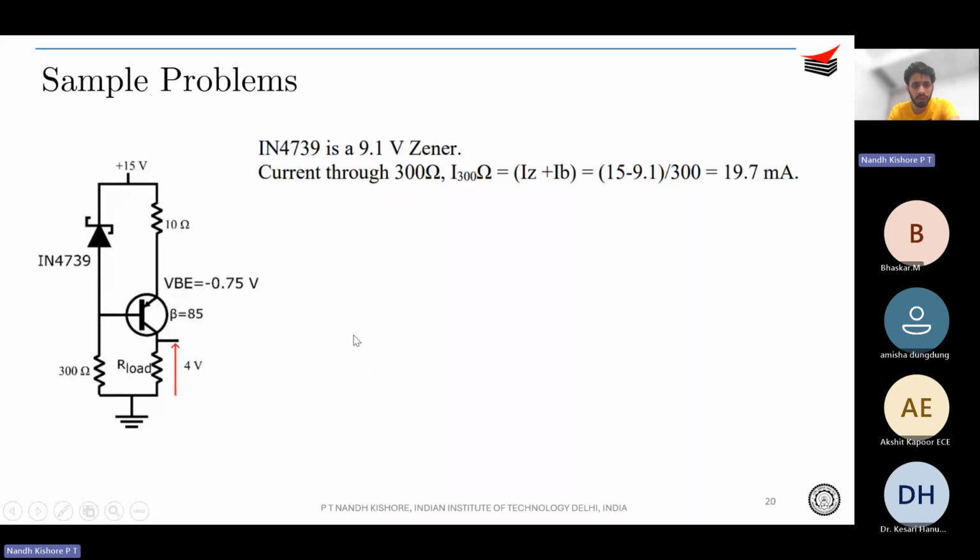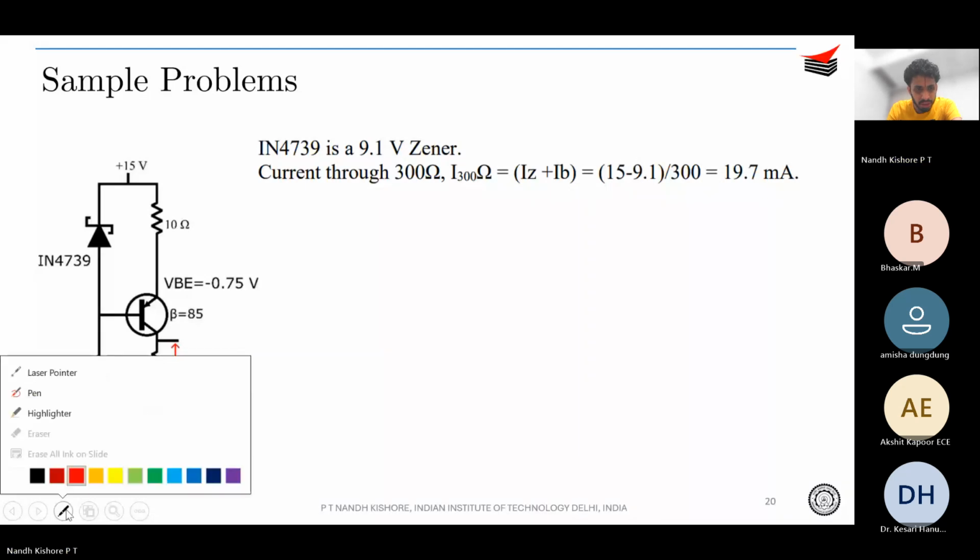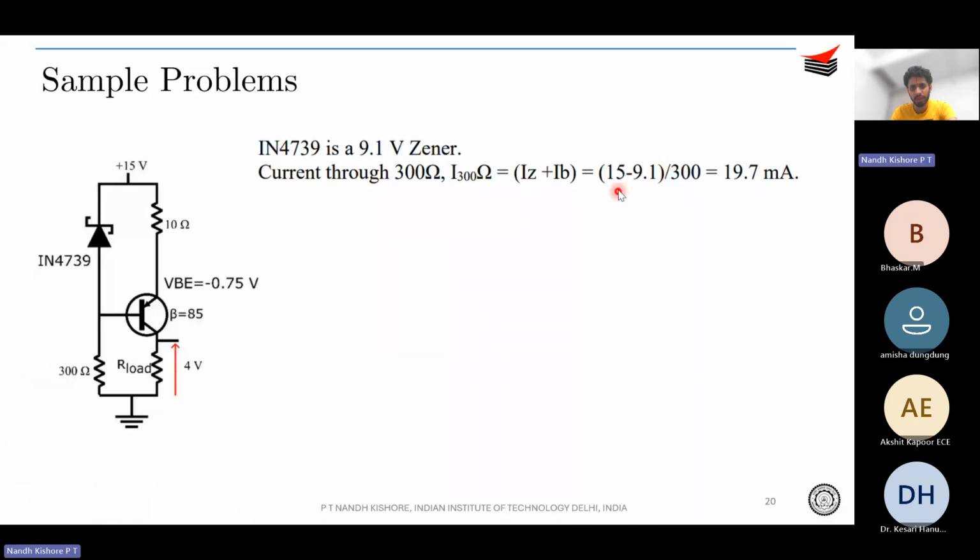So it's a 9.1 Zener. Current through the 300 ohm resistor is simply the voltage across it. That is 15 minus 9.1 divided by 300, right? That's your current through this 300 ohm resistor. That is 19.7 milliamps.